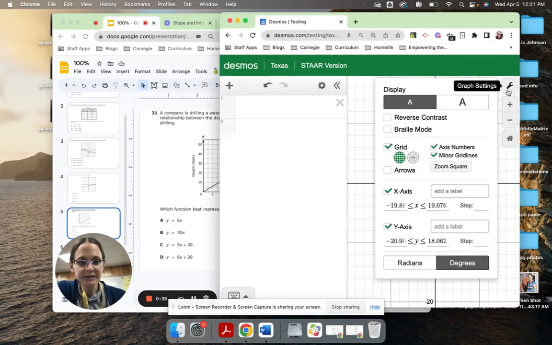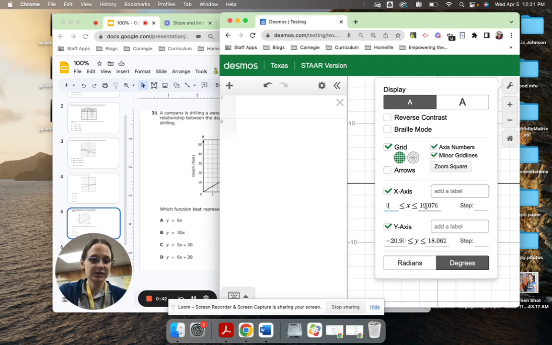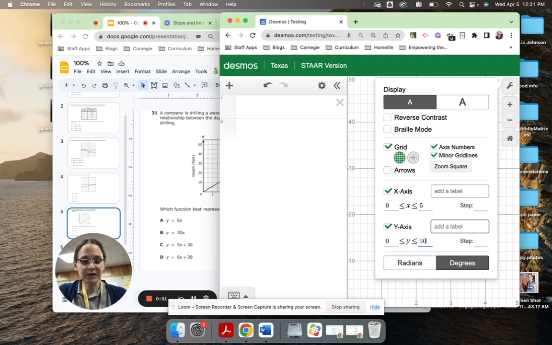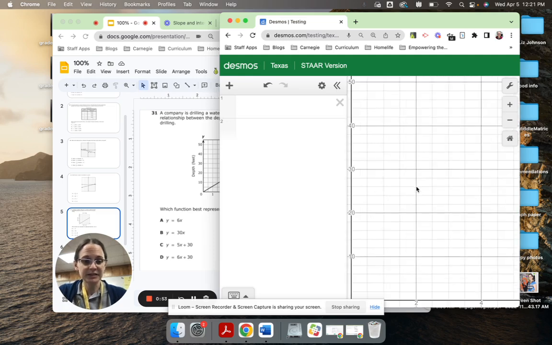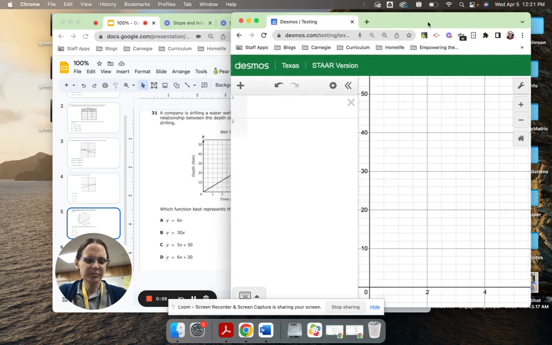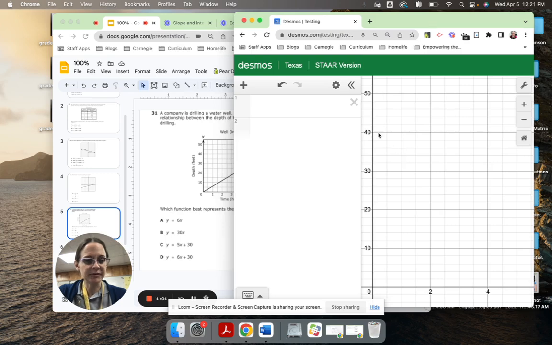I click on the little wrench, and I'm going to change my x-axis so that it goes from 0 to 5, and then I'm going to change my y-axis so that it goes from 0 to 50. So I'm just choosing the numbers that are on the graph I was given and making it match that. Okay, that looks pretty good. I'm just going to scroll it a little bit. Yeah, this goes up to 50. That goes over to 5, maybe over to 6. It's close enough. This is about the same range that I have on the graph there.